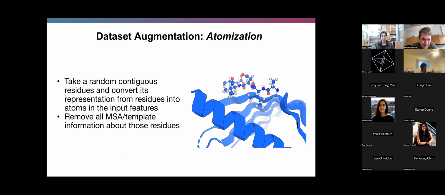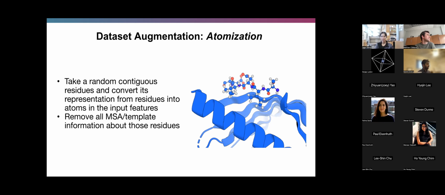The other conceptual thing that we want to introduce was this idea of atomization. There's a lot of previous literature that's discussed the similarity of interactions between proteins internally and with proteins and small molecules. So we wanted to augment the data set by taking random chunks of proteins and then featurizing them as atoms, because proteins functionally are comprised of atoms.